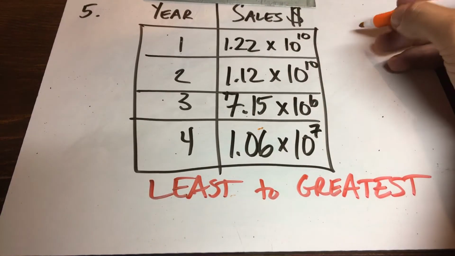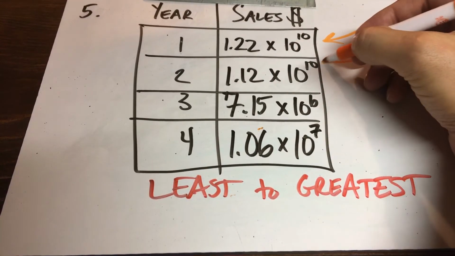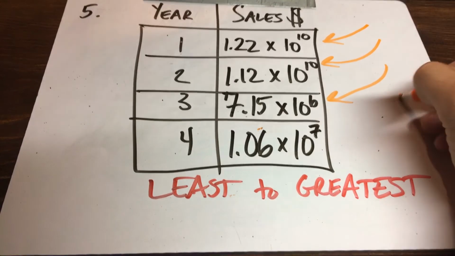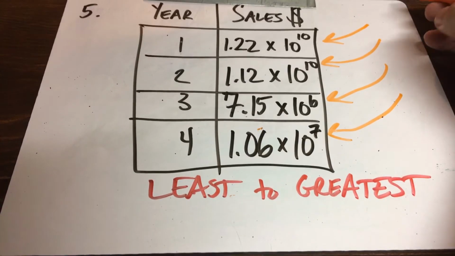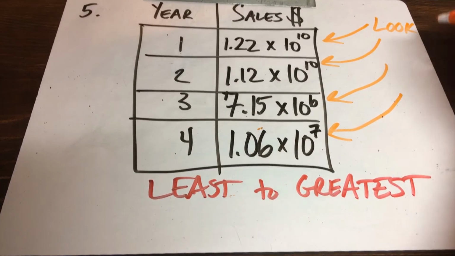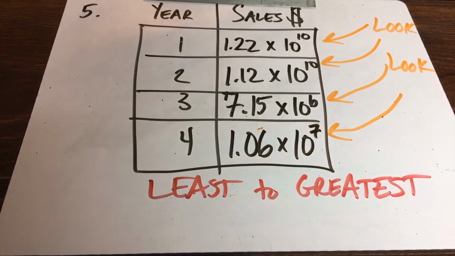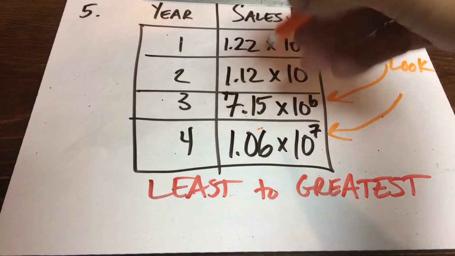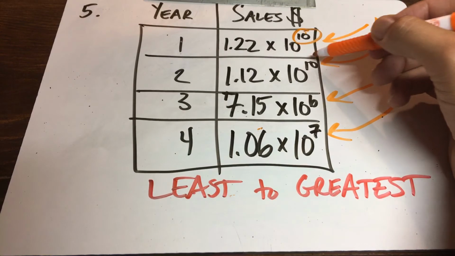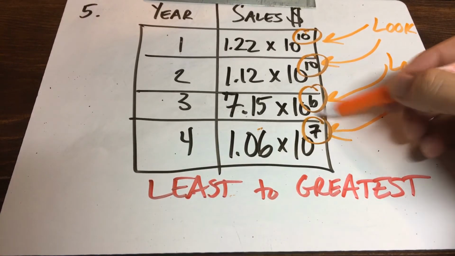Don't look at the decimals. Look over here at the exponents, right? Look at this, right? Look over here. This is where you should be looking. Look at the exponents. That is going to tell you the first part. That's going to tell you which number is the smallest and which number is the biggest. Don't look at the decimals. That's going to be a trick. You want to look here, here, here, and here.